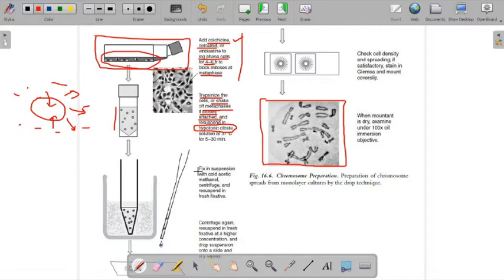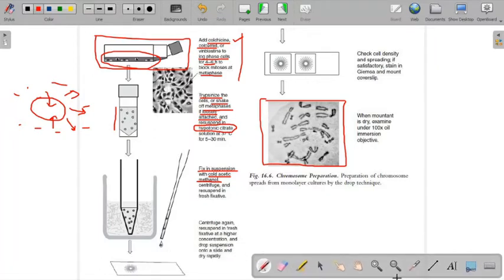After that, we need to fix the suspension with cold acetic acid and methanol. Generally a 9:1 ratio or 8:2 ratio of acetic acid and methanol is maintained to fix these cells. Basically, after that, we centrifuge these cells, we resuspend them at the bottom, and we place them on a cold system or ice tub. Basically, we resuspend it in the fixative.